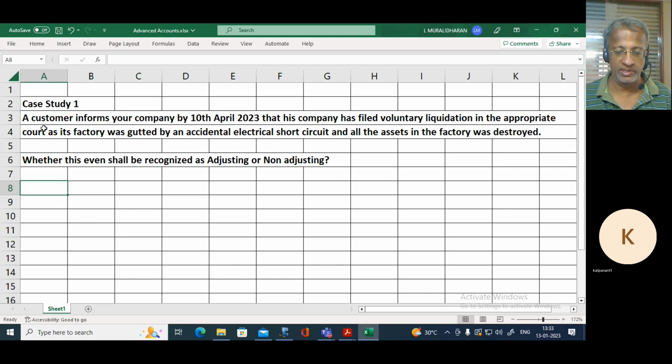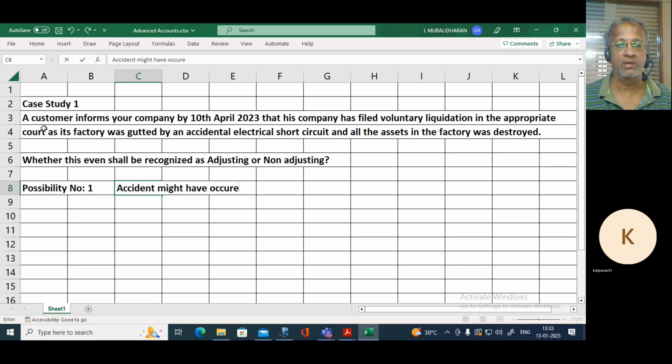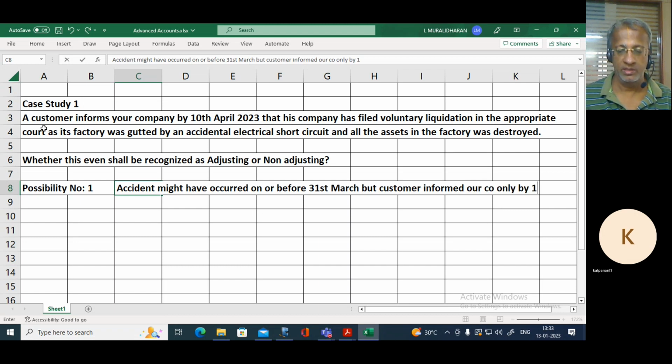See, there are two possibilities. Possibility number one, accident might have occurred on or before 31st of March, but customer informed our company only by 10/4. Correct?